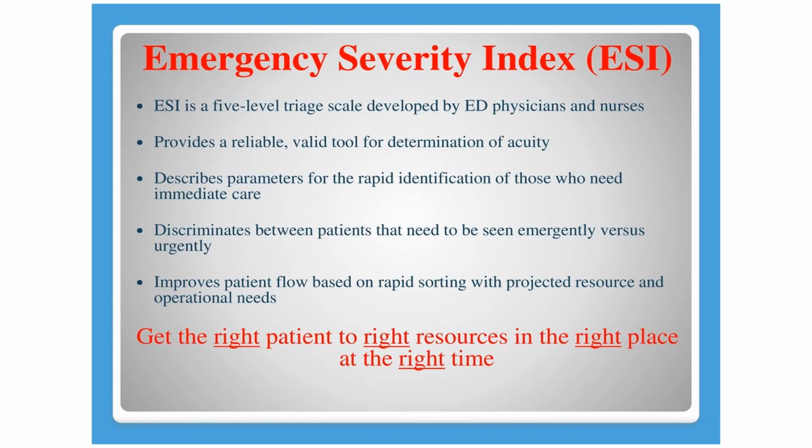Okay, so emergency severity index. This is the triage system I was talking about earlier. It's triage from 1 to 5. 1 being critical, unstable patient, all the way to a 5, which is someone maybe that just needs sutures removed, or someone who stubbed their toe, something like that.